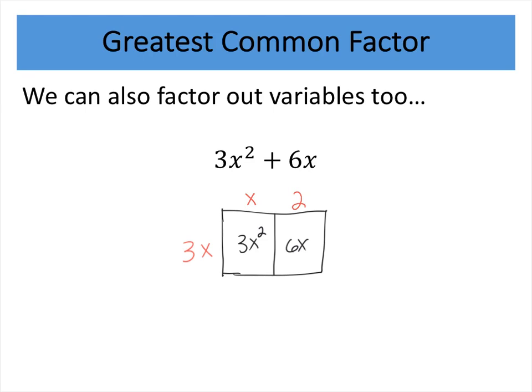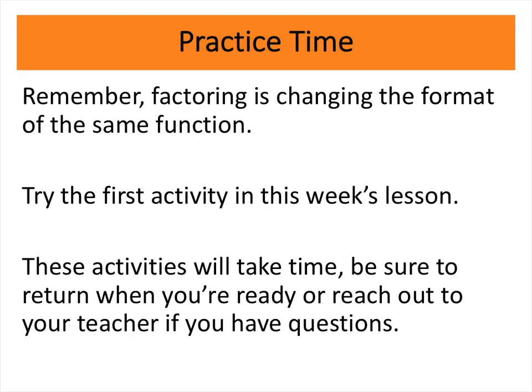One factor is 3x, and when we multiply it by x plus 2, this is a positive 2, I get the factored form. So this is the factored form of the original equation written in standard form. So remember, factoring is just changing the format of the same function.